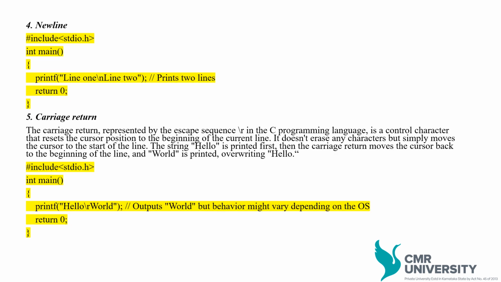Next is new line. We commonly use this in programming where we write many lines of code, for example when we have a number of variables like A, B, C, D, and want every one to be on a new line. Hence, we use slash n, which represents new line. Here in the printf statement, line 1 is followed by line 2, so it prints line 1 and then prints line 2 on the next line. That's the use of new line.